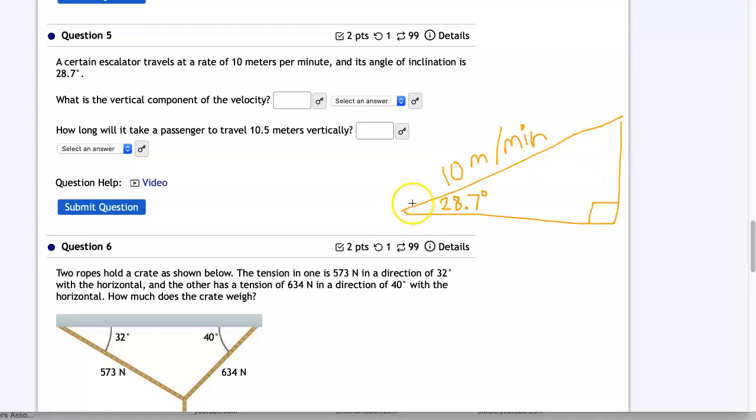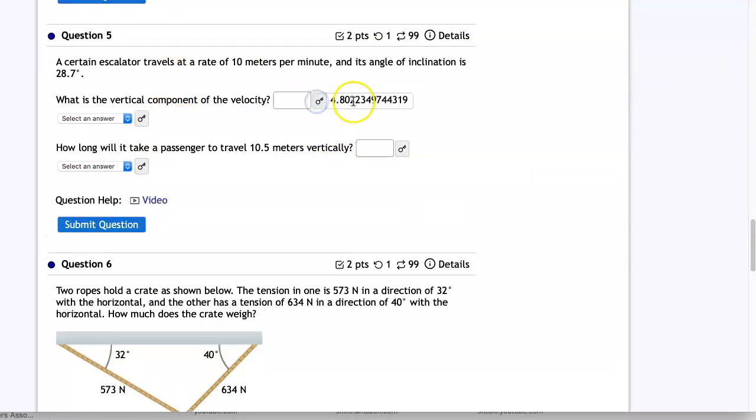Okay, here's your escalator, and it's traveling at 10 meters per minute up here along the hypotenuse. Here's the angle of inclination. The vertical component is going to be the opposite side. The horizontal component is the adjacent side. So you use SOHCAHTOA again because it's a right triangle. Vertical component being opposite means that we use sine, and then the horizontal component is adjacent, so you use cosine. And there's a video to help you if you want to try this particular problem. Here are the answers. You've got this many meters per minute, and then this many meters per minute.